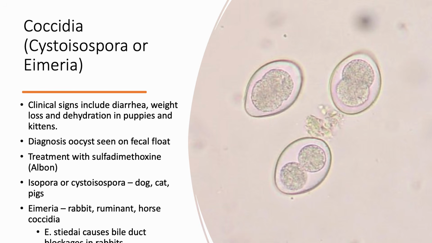And then I have a picture here. You can see the eggs of Isospora. To me, they kind of look like a hard-boiled egg that has the yolk dividing. So the yolk could be singular, or the nuclei, or it could be dividing depending on what stage it's in.